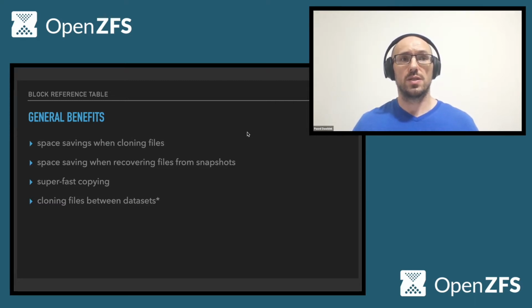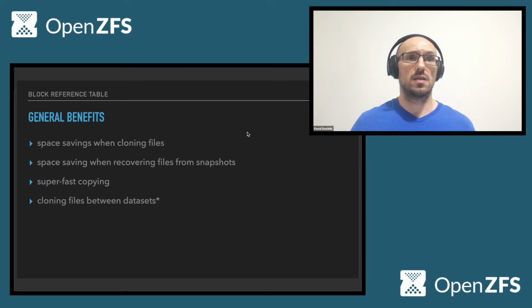Another huge benefit is when you try to recover a file from a snapshot. You accidentally deleted a file and you want to bring it back. Now if you just copy the file back, it will consume additional space because the data blocks will be copied. It will allocate additional space for all those data blocks. Some people complain about this. It would be nice not to pay that cost just to recover files from a snapshot.